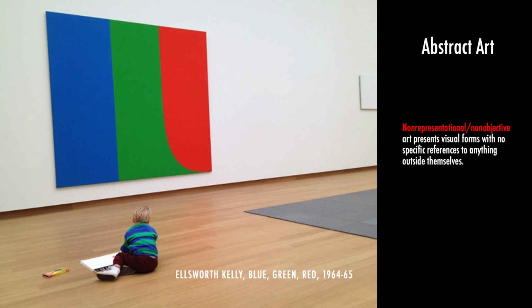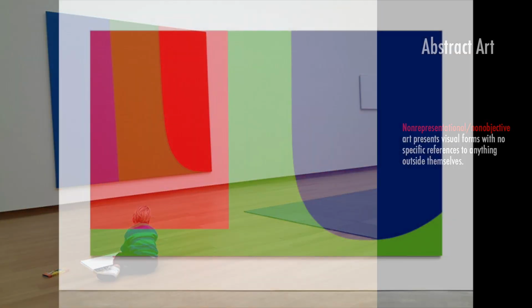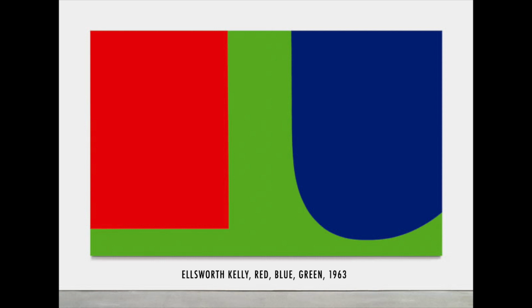Non-representational or non-objective art presents visual forms with no specific references to anything outside of themselves. So this is not like abstracting a tree or an animal, etc. In this large, non-objective painting by Ellsworth Kelly, the traditional brush strokes that we normally associate with the art of painting are gone. In fact, there's no evidence of the hand anywhere. Kelly is using razor-sharp edges and clearly delineated areas of color to distill painting to its essential two-dimensional elements.